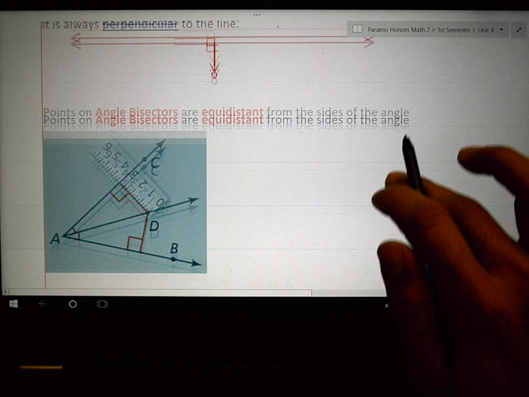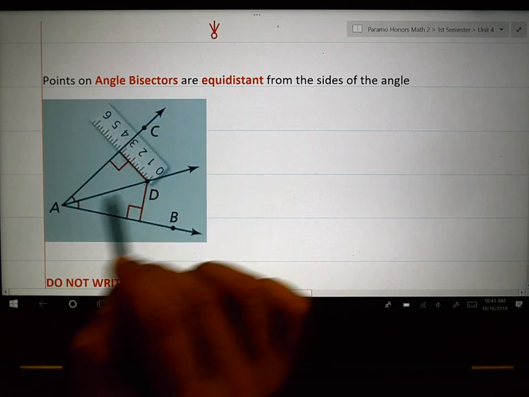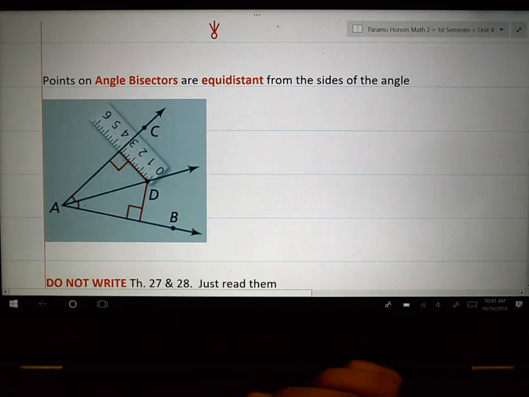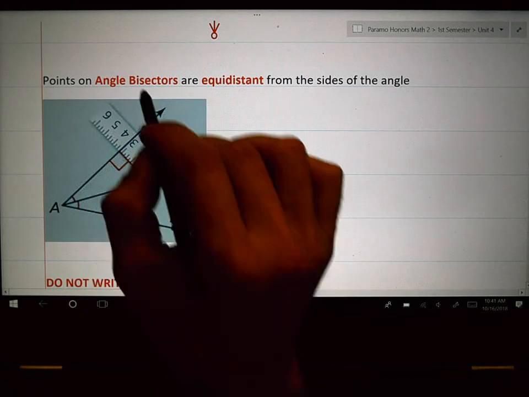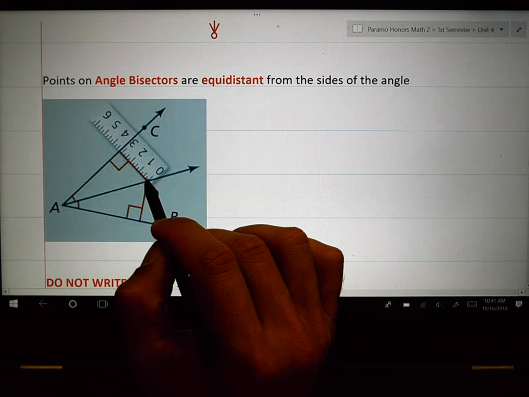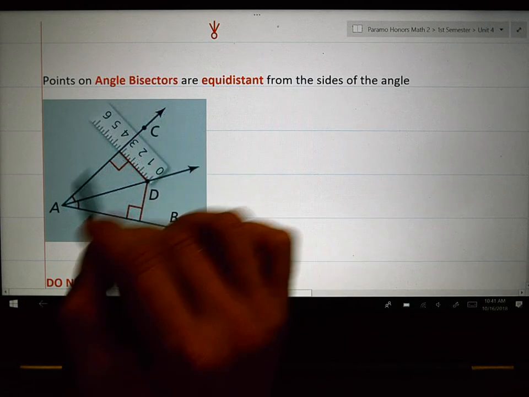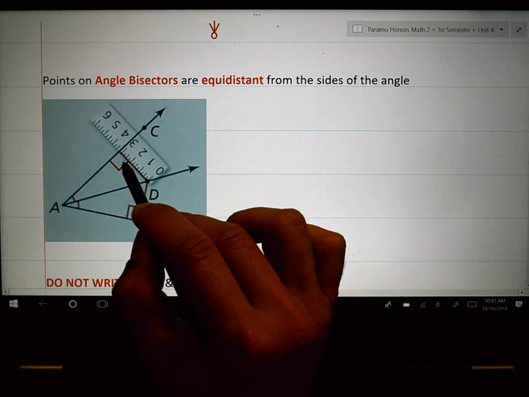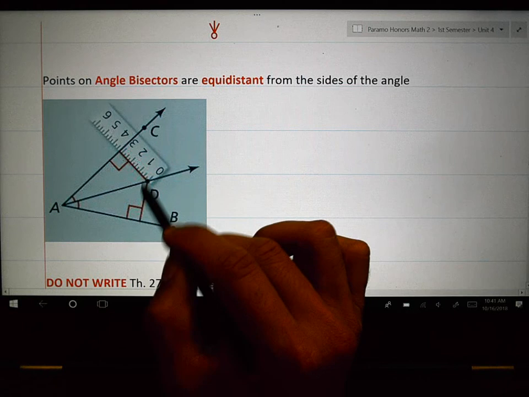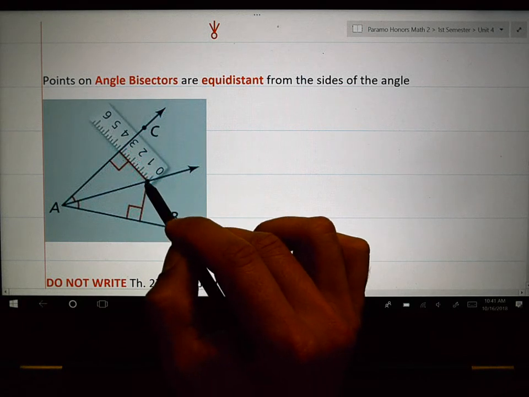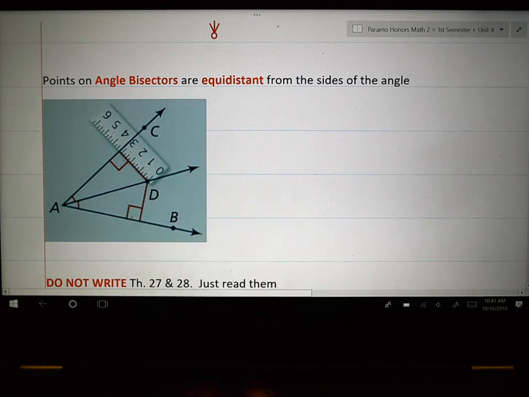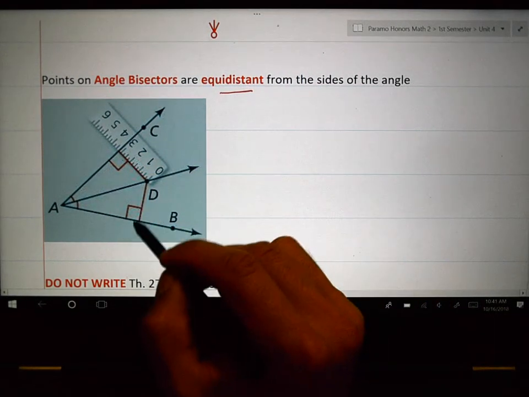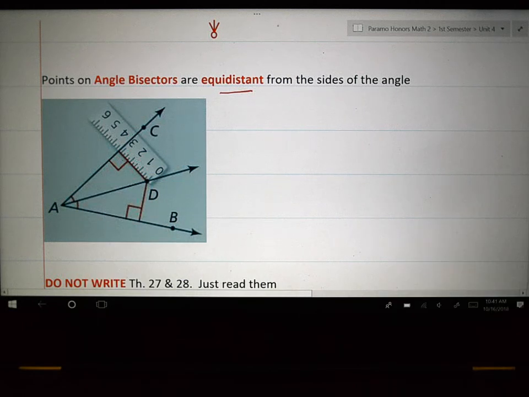Why is that important? Because imagine that this is a triangle and I have an angle bisector of this triangle, and I have a point that is on the angle bisector. If I say how far is this point D from this side, you always have to measure it as the shortest distance possible, otherwise known as perpendicular. If I'm trying to measure to this side, I don't measure it to B, I measure it as the shortest distance possible, which is always perpendicular. They're equidistant as long as we're talking about perpendicular to the sides of the angle.